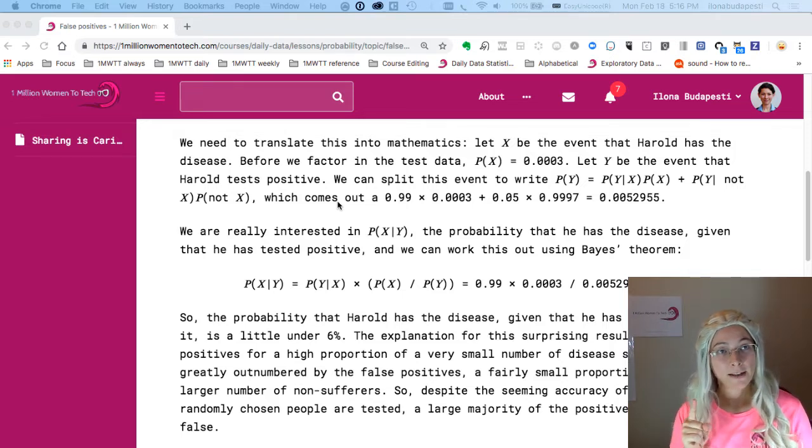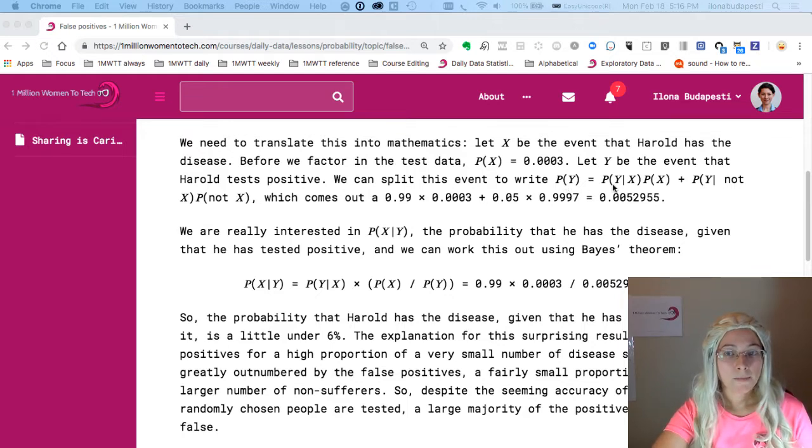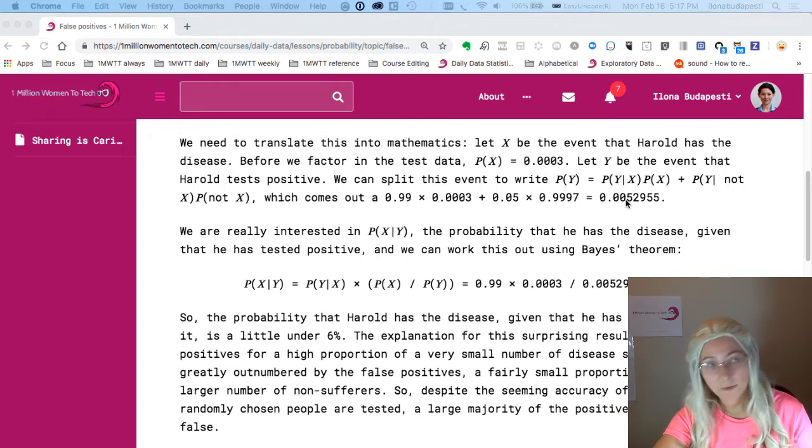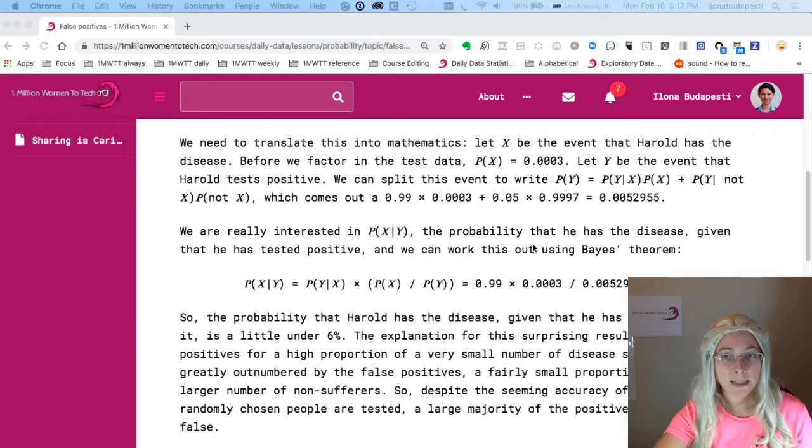Now we can split this event with what we have learned in the previous daily data to write this as P of Y equals the probability of Y given X times probability of X plus probability of Y given not X times probability of not X, which comes out to 0.99 times the probability of the disease plus 0.05 times the probability of not having the disease. And this is roughly 0.5%. We are really interested in P of X given Y, the probability that the person has the disease given that he has tested positive.